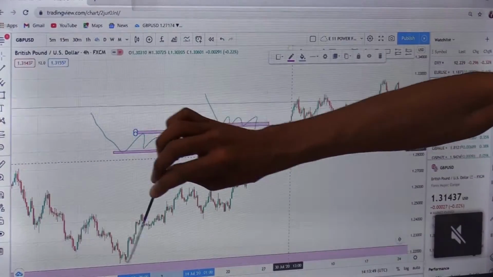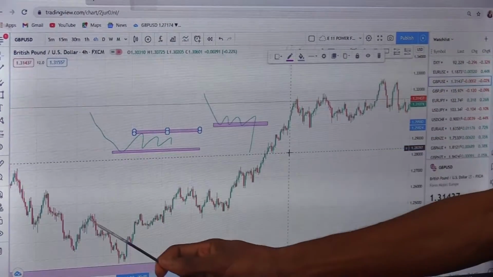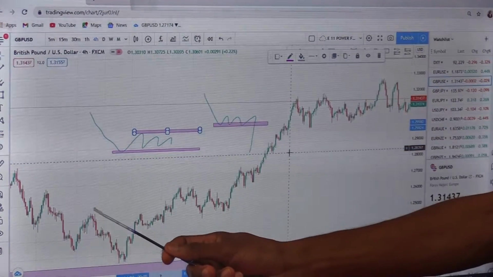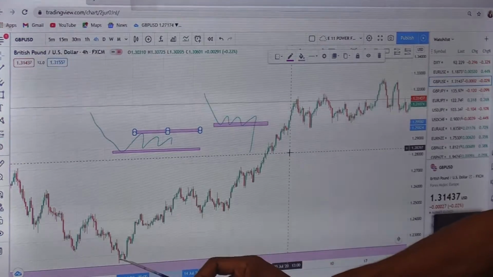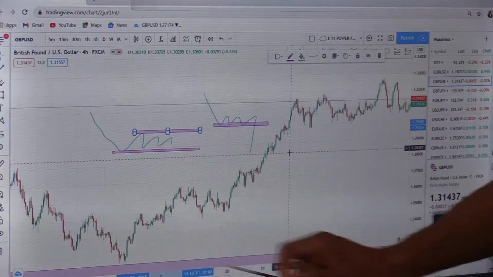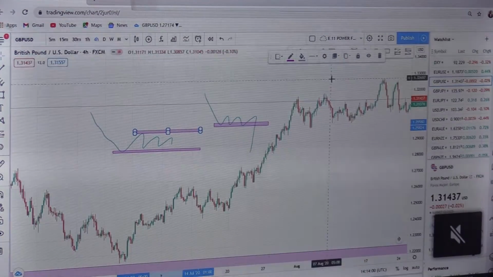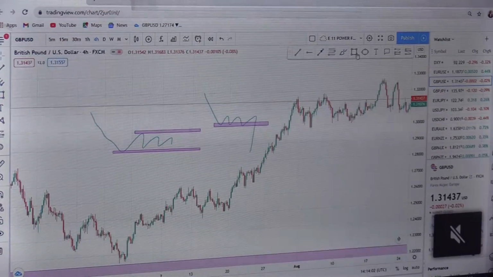So look, you are now at the support. Look at what happened previously, right? So when you bought here and previously, you see that price is showing you something here. Let's come.